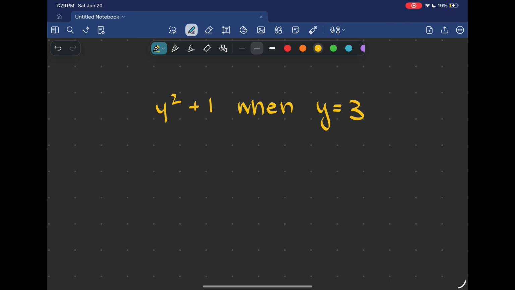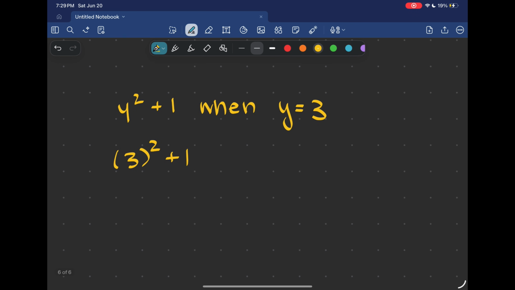Try practice problem number 2. Don't forget about exponents. Try it yourself. Okay, let's do it. Remember, substitute with parentheses. An exponent is when you multiply the number by itself, as many times as it says in the exponent. So this would be 3 times 3 plus 1. So it would be 9 plus 1, which is equal to 10.